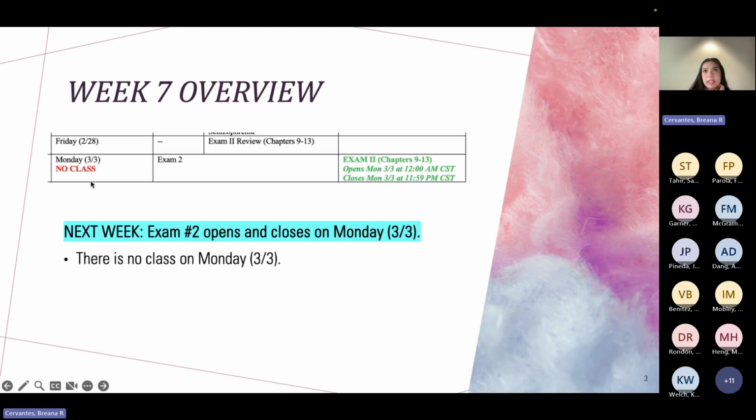And then that means that a week from today, so on Monday, March 3rd, we do not have class, and that's because the exam opens and you have the full day to take it. So the stuff that's on the exam is everything we've covered since the last exam. So that's chapters 9 through 13. So ADHD, ODD, the other externalizing problems. We started talking about communication disorders, specific learning disabilities, intellectual disabilities, and then whatever we cover this week. So that's everything for the exam.